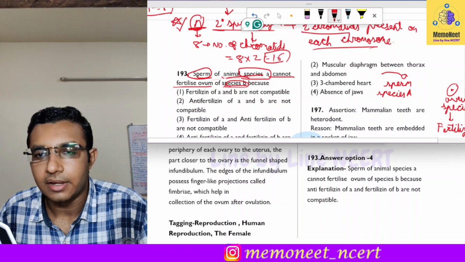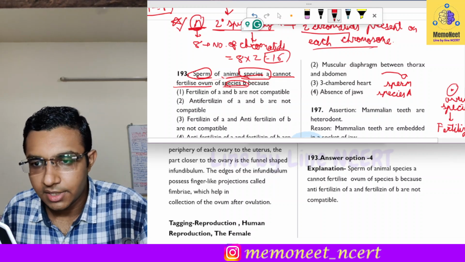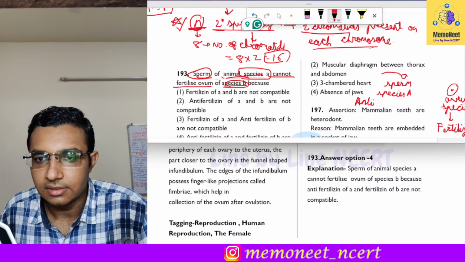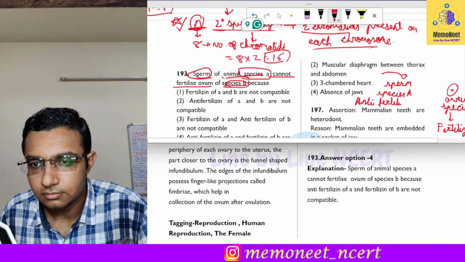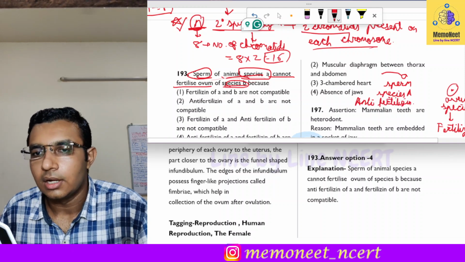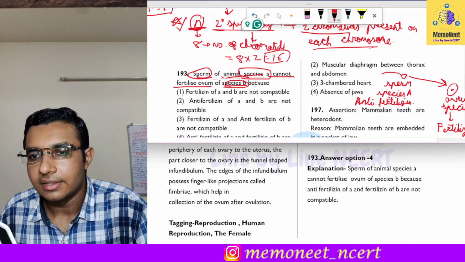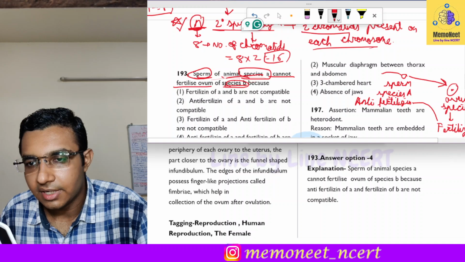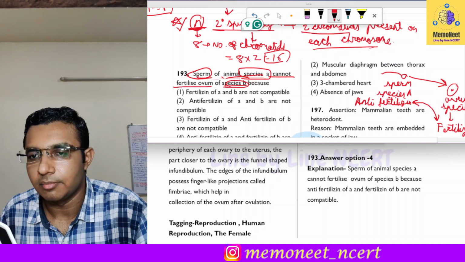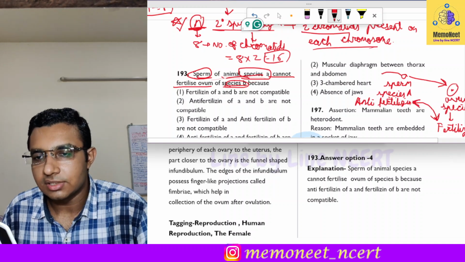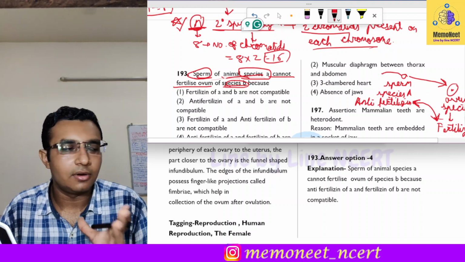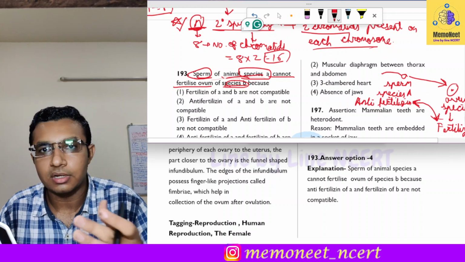Okay, and it will contain a substance called anti-fertilizin. Now what happens during fertilization is that when the sperm reaches over here, there is a fertilizin anti-fertilizin reaction between them, and only when this reaction is successful does the fertilization process take place forward.